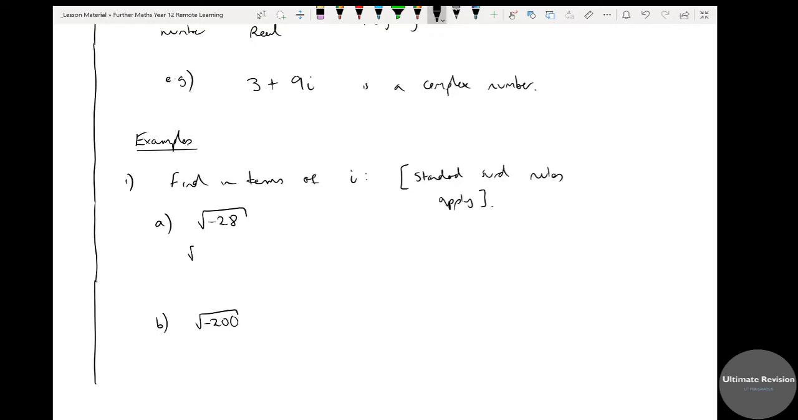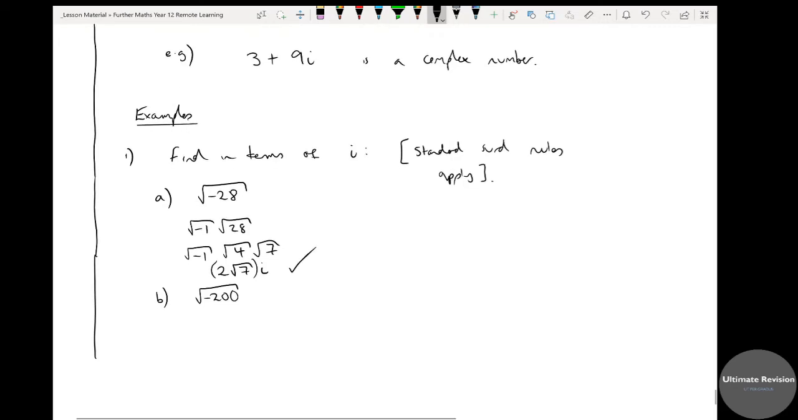So I can split this up into root minus 1, root 28. At this point I can still split it up even further. I've got root minus 1. I can split the root 28 up into, what's the biggest square number that goes into that? Well, 4 does, doesn't it? Root 4, root 7. Now, square root of 4 is 2. That is i. So I'm going to get 2 root 7 i. That is going to be my answer for that particular question.